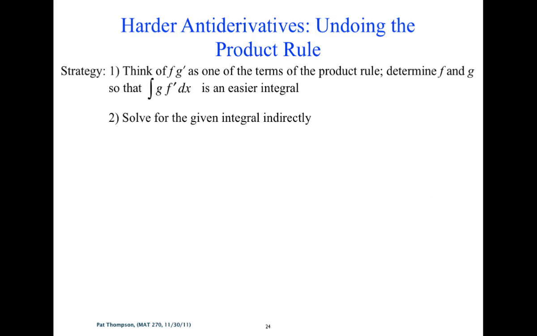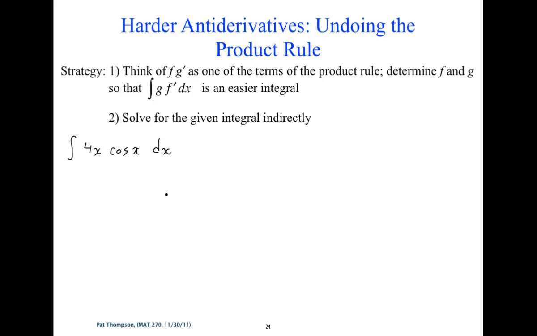So here's an example. Integral of 4x cosine x. So this clearly isn't just a straightforward antiderivative. We're going to need some kind of technique. So the first question we ask is, is it undoing the chain rule? Is it undoing the chain rule?